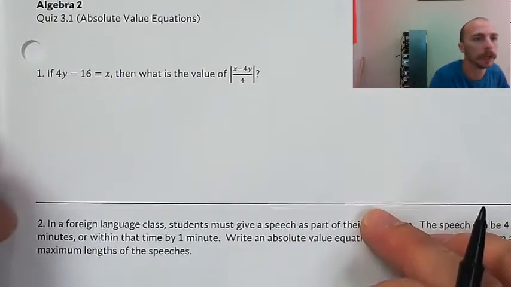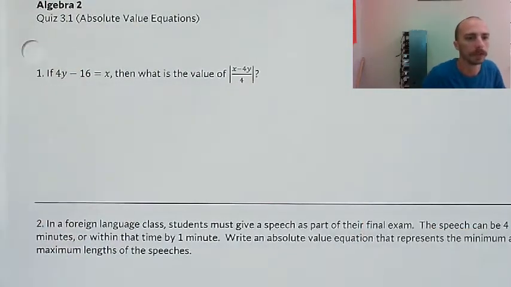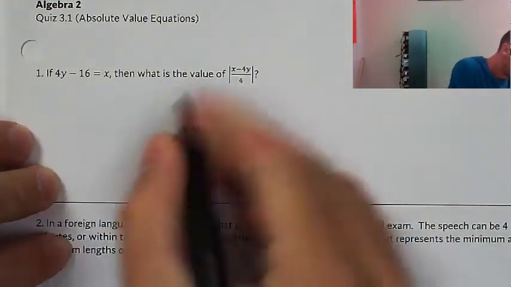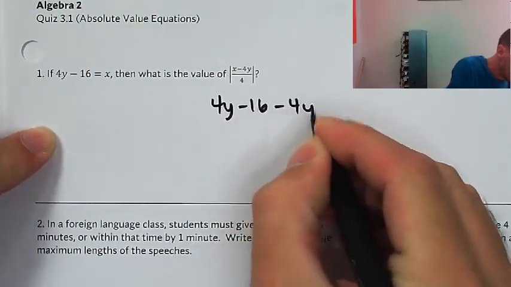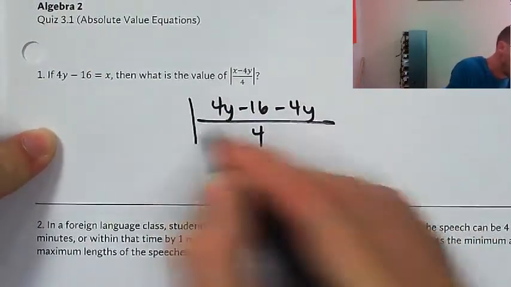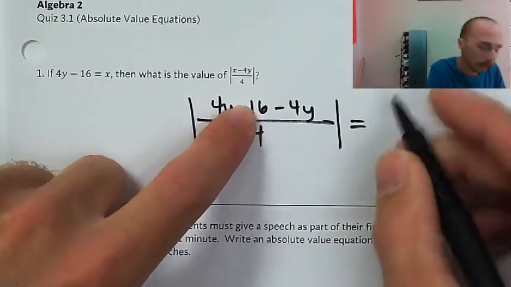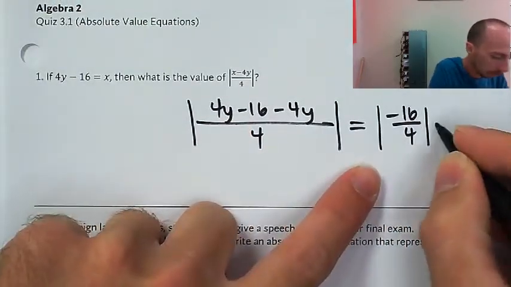All right, we've got if x is equal to 4y minus 16. All right, so I think I'd started this one. But we're going to substitute on x, we'll have 4y minus 16 minus 4y, all divided by 4, taking the absolute value. Okay, so 4y minus 4y, that's nothing. We're taking the absolute value of negative 16 divided by 4. That's the absolute value of negative 4.